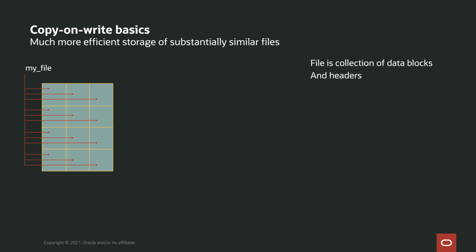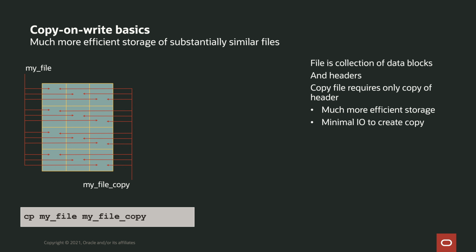Where two files are expected to be substantially similar, copy-on-write technologies can be far more efficient. This approach is illustrated here. Again, the file is a collection of blocks and headers. To create what is apparently a full dataset copy of the file, all that's required is to copy the header. This copy, typically implemented with a sparse file, points to exactly the same data blocks.